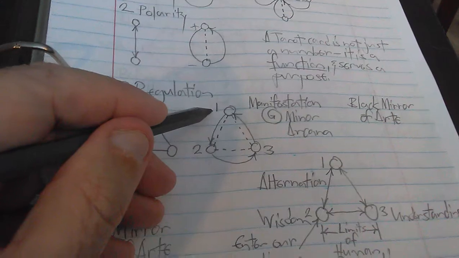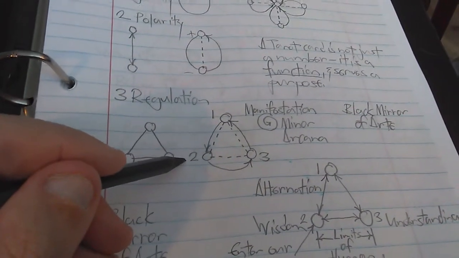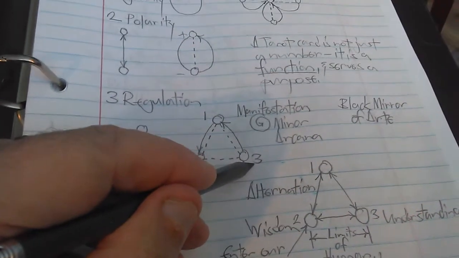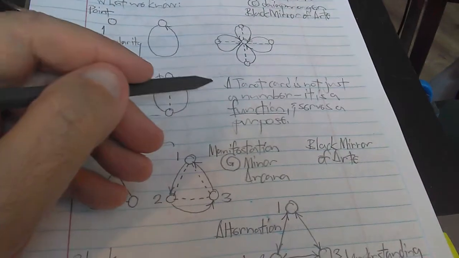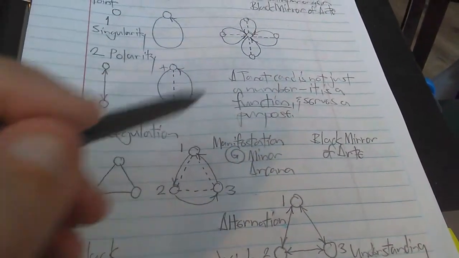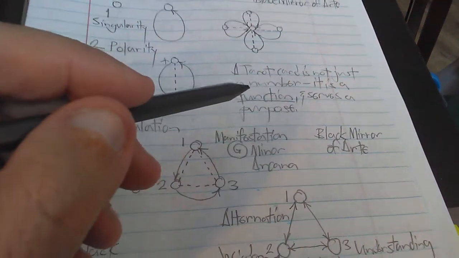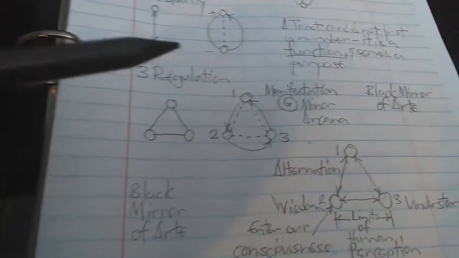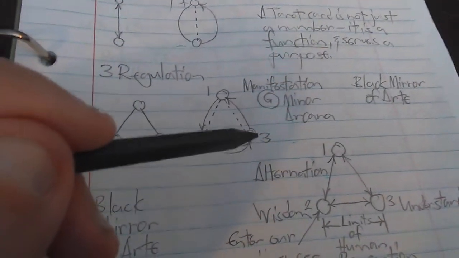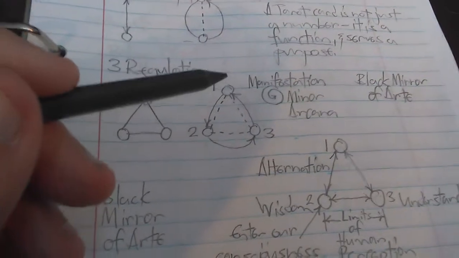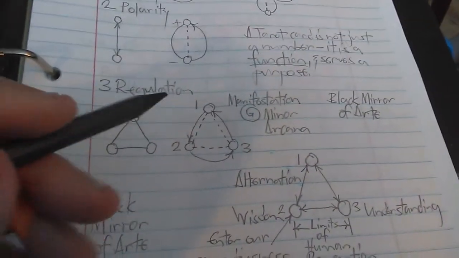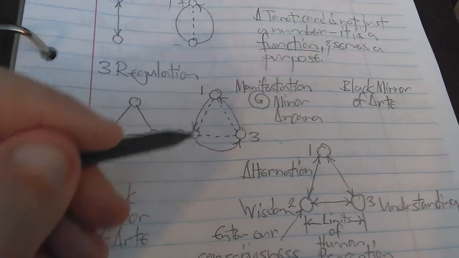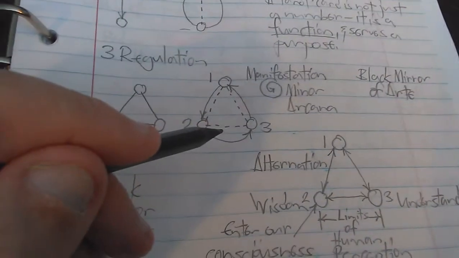And so we have 1 as the source, 2 as wisdom, and 3 as understanding. Because what we're looking at in a tarot card is not just a number. It's a function. It's representing a function or a process. And this function or process serves a purpose. And here we are looking at manifestation and the return to the source. This process can actually go both ways. It can go this way and this way at the same time.